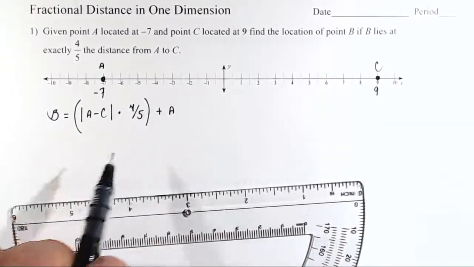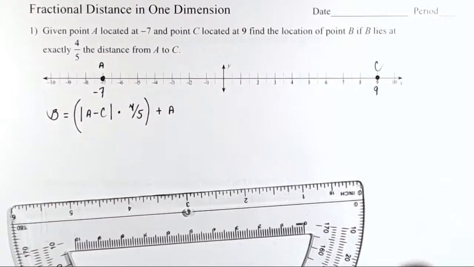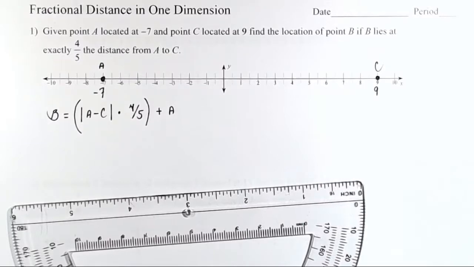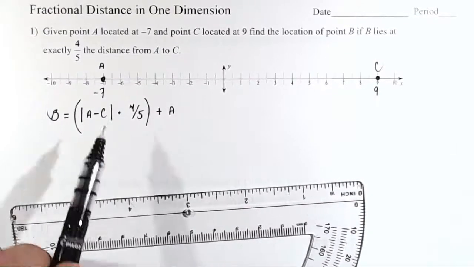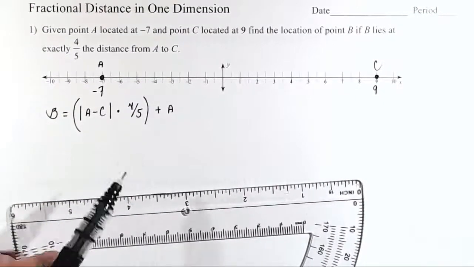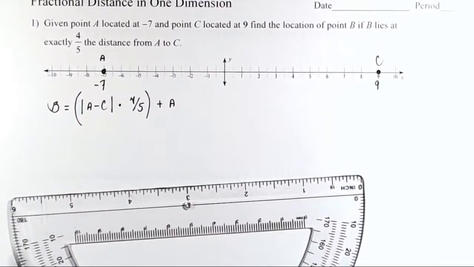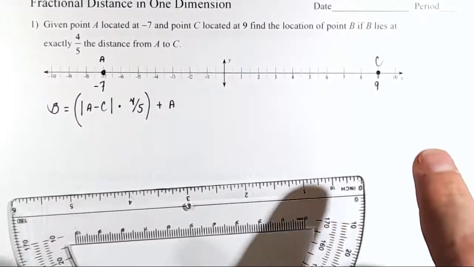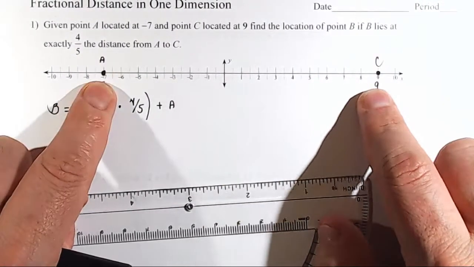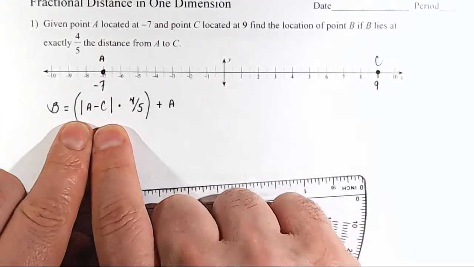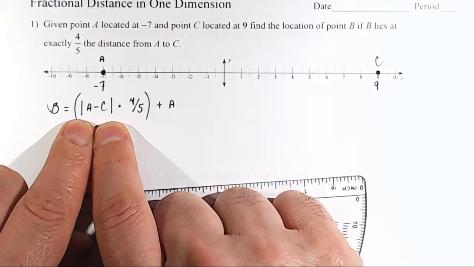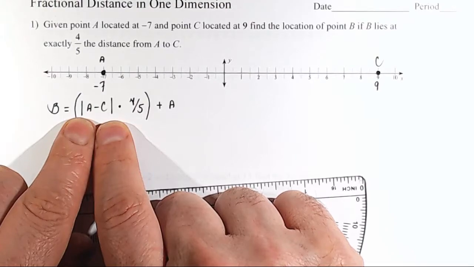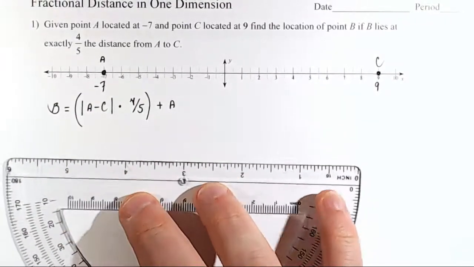I don't really like to put a formula up because it makes you think, well, that's something I've got to memorize. I just made this up. All right? It's not really a formula. So if I want to find point B, first I need to know the total distance between A and C. And that's what I'm calling the absolute distance between A and C, or the absolute difference between A and C. So let's see what that looks like.